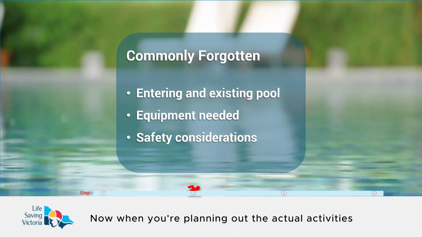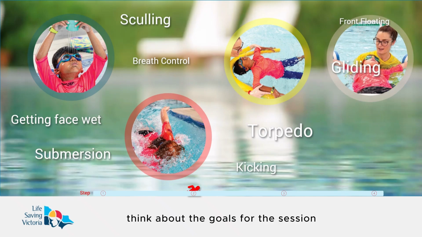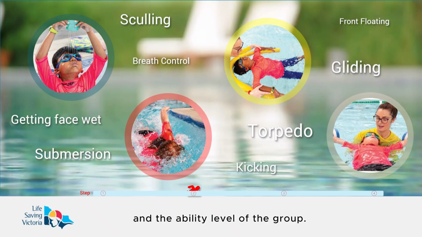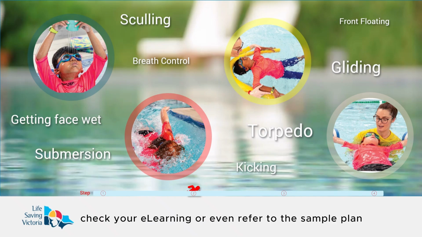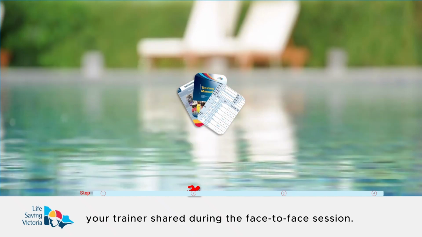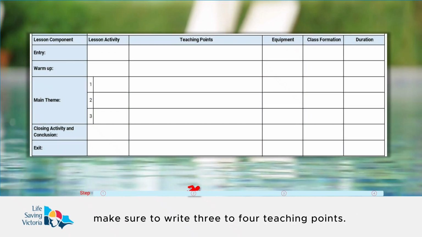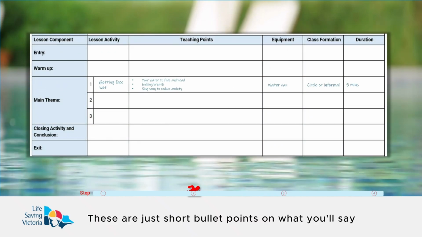Now, when you're planning out the actual activities, think about the goals for the session and the ability level of the group. The activities should suit both. If you're stuck on ideas, flick back to your training manual, check your e-learning, or even refer to the sample plan your trainer shared during the face-to-face session. That's a great guide. And for each activity you include, make sure to write 3 to 4 teaching points. These are just short bullet points on what you'll say or demonstrate to help the students learn. Break the skill down step by step, just like you would in real life.